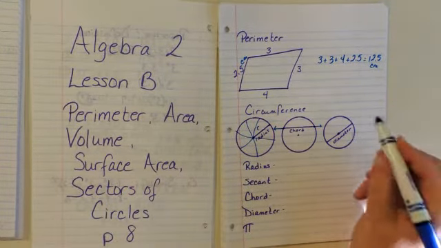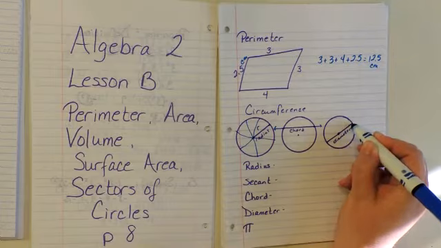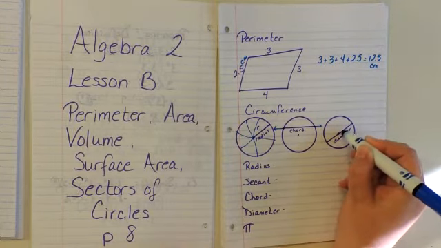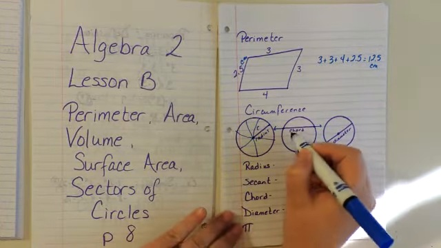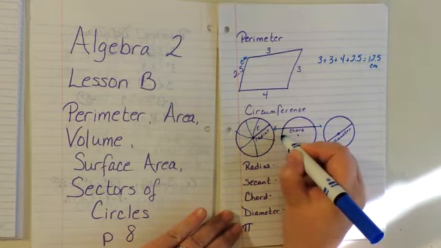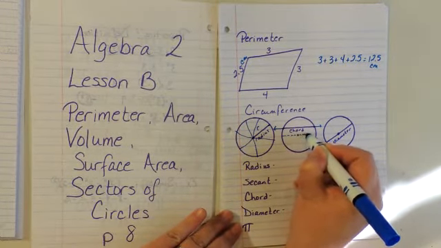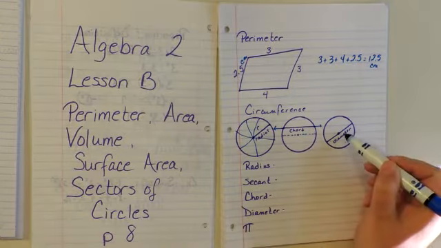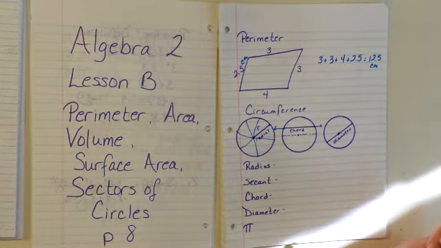Okay? The diameter of the circle is a chord that goes all the way through the center of a circle. So in this circle, this would be the diameter. Or this is the diameter. The diameter is 2 times the radius.